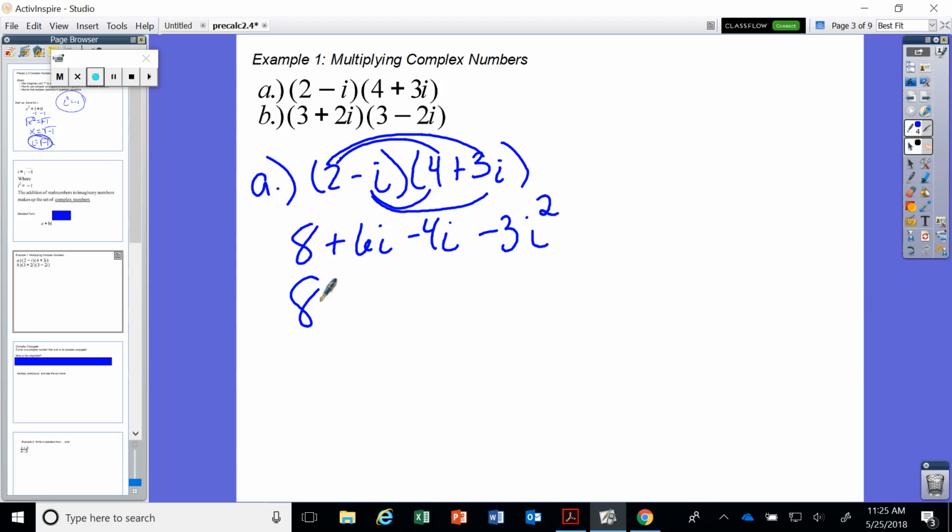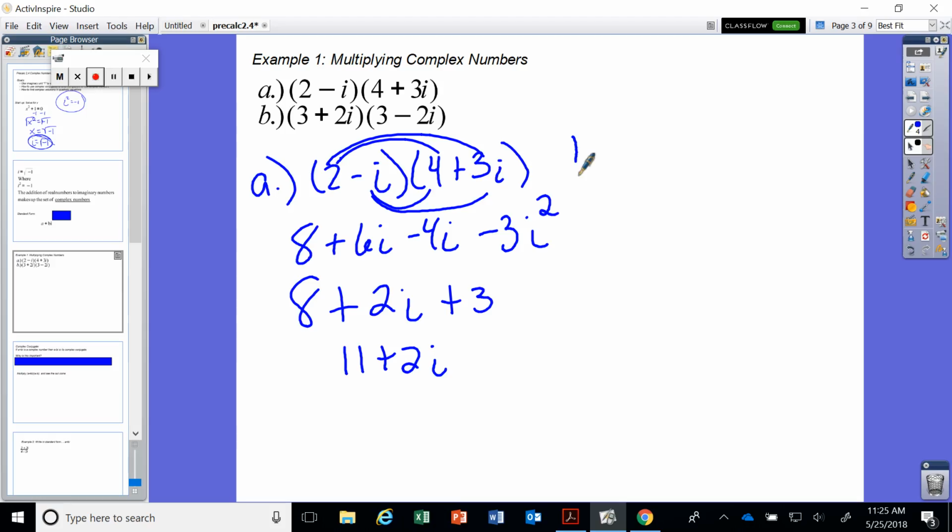Well, 6i minus 4i is 2i. However, what did I tell you that i squared equaled? Don't forget, guys, i squared has value. i squared is a negative 1, right? i squared is, in fact, a negative 1. So what does that actually look like for this particular problem? Well, if i squared is negative 1 and we have negative 3, that's actually a positive 3. So in standard form, we're looking at 11 plus 2i, right? 11 plus 2i.